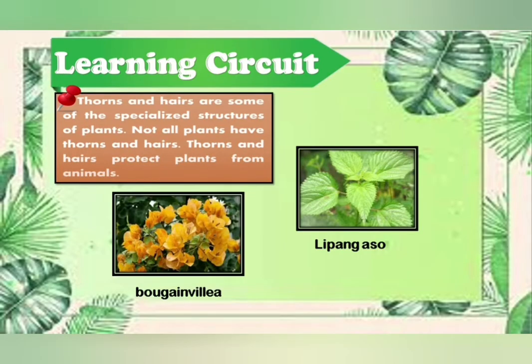Thorns and hairs are some of the specialized structures of plants. Not all plants have thorns and hairs. Thorns and hairs protect plants from animals. Examples, bougainvillea and lipang aso.